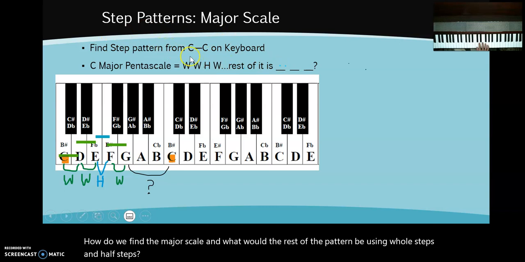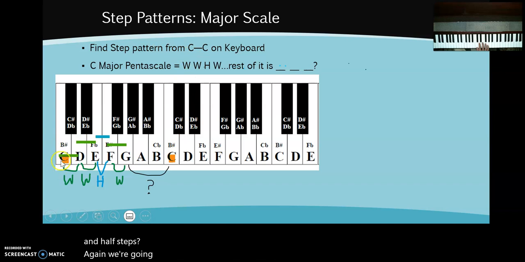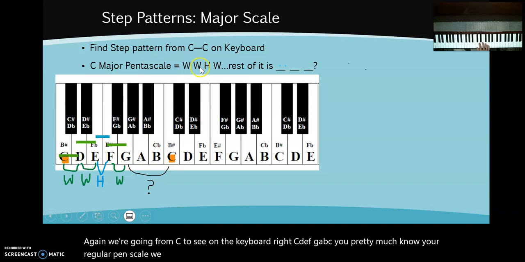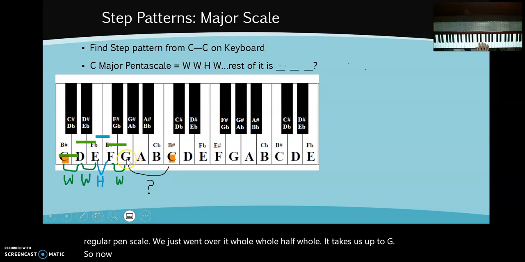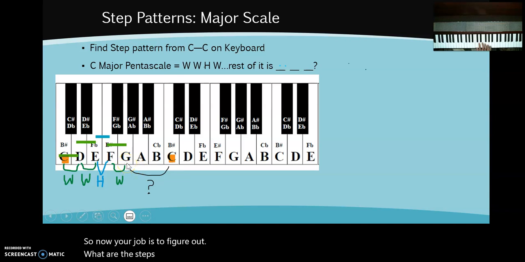Well, again, we're going from C to C on the keyboard, right? C, D, E, F, G, A, B, C. You pretty much know your regular pentascale. We just went over it. Whole, whole, half, whole. That takes us up to G. So now your job is to figure out what are the steps to fill in if we went from G to A to B, and B to C.